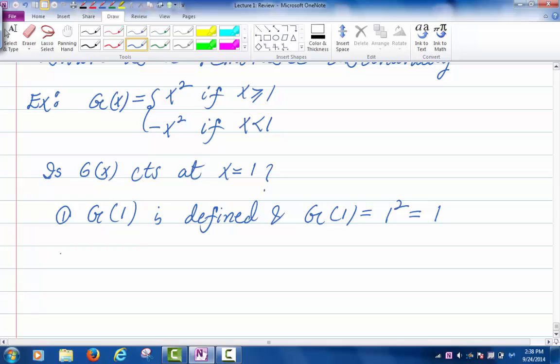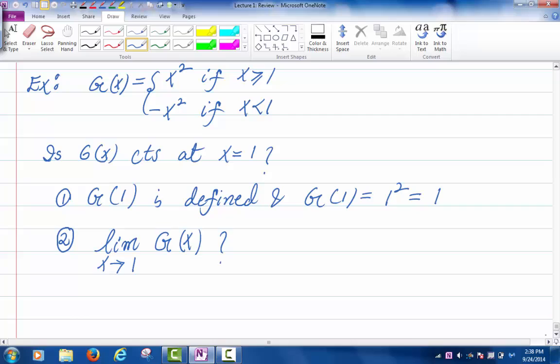Now let's check the second condition. What's the limit of the function at 1? So what is the limit as x goes to 1 of g of x? And is this limit equal to g of 1, which is 1, right? So the question would be, is this limit 1? Well, let's see. How can I come up with the limit of g at 1? The problem is, when I take the limit of g at 1, I don't have one single formula for the function. So what do I have to do?